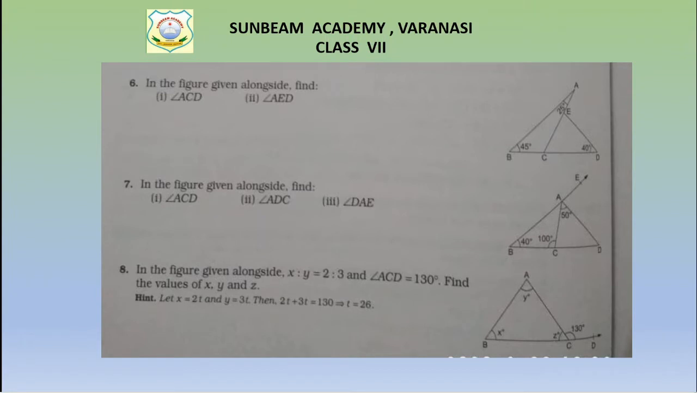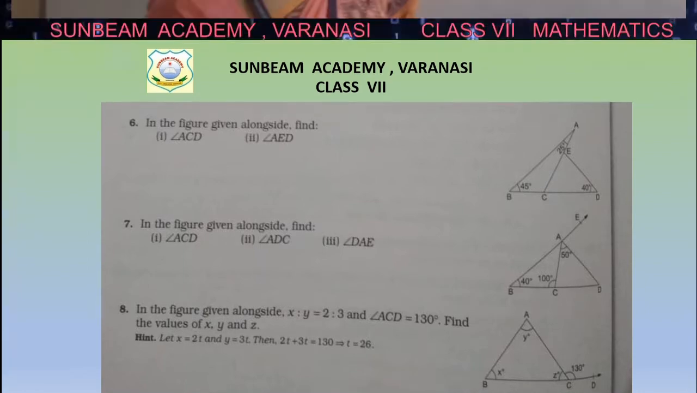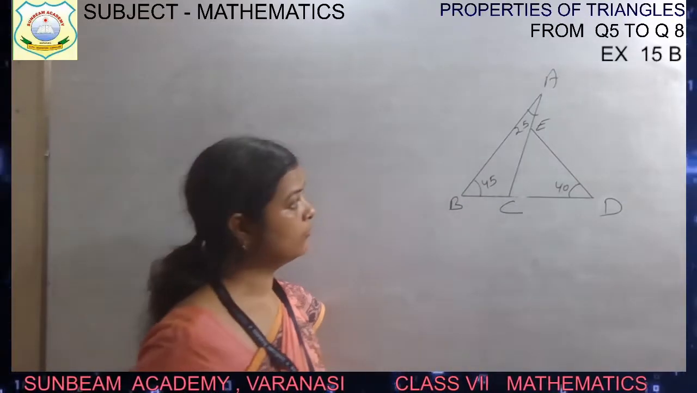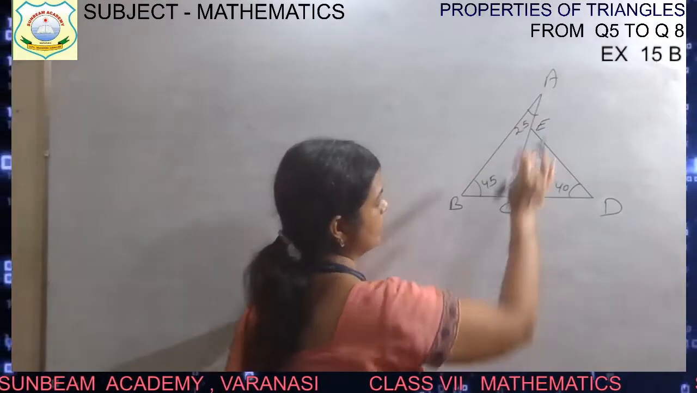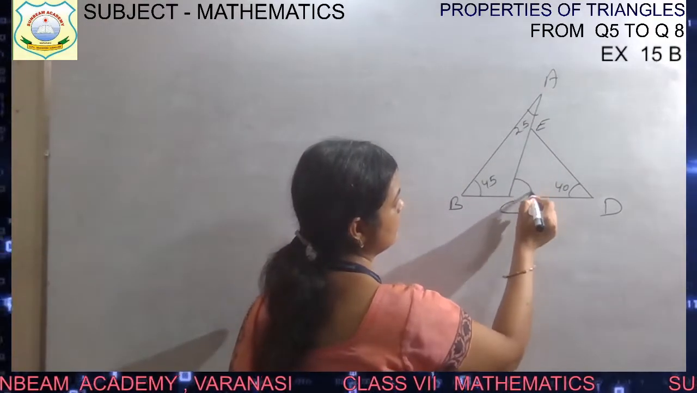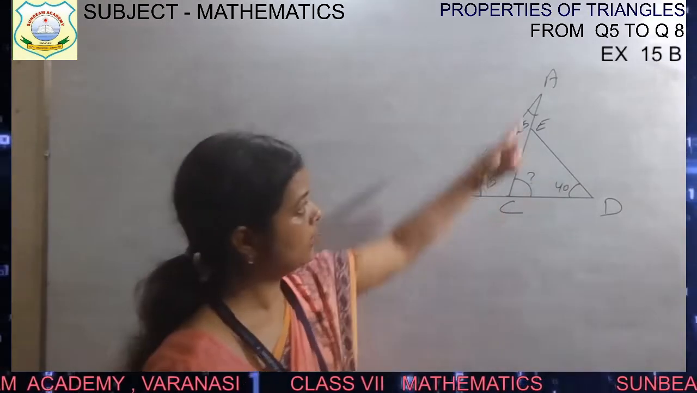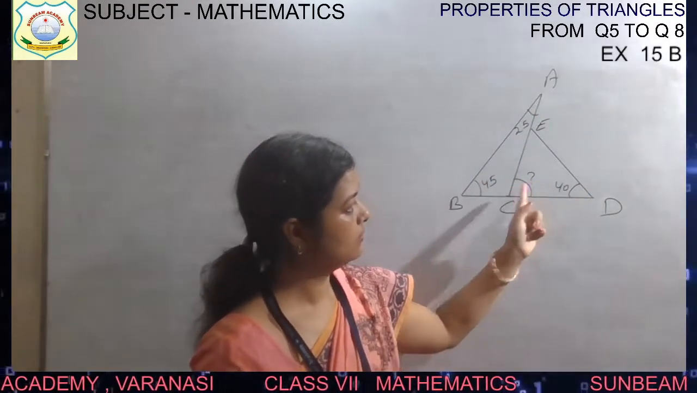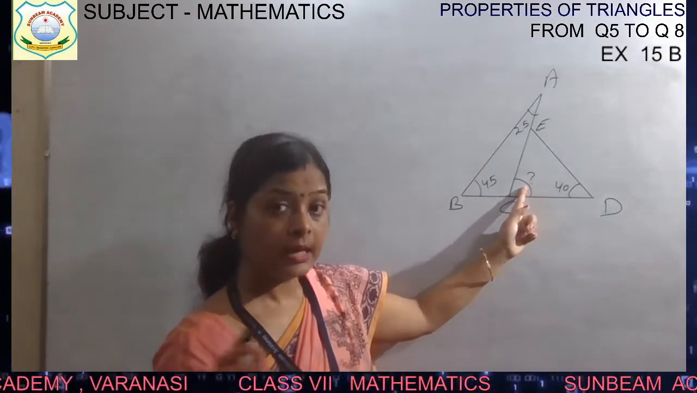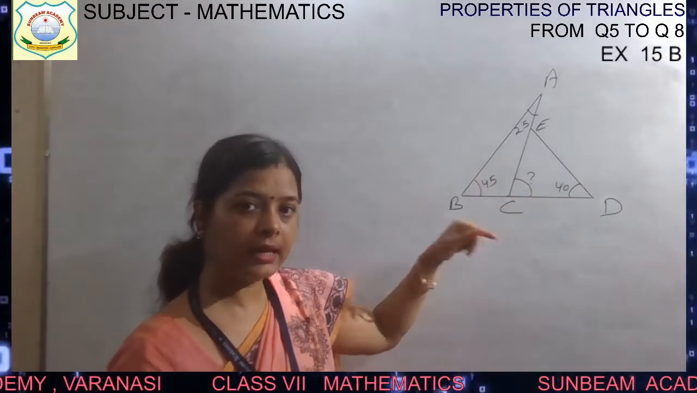Children, I think you are drawing the rough diagram, question number 6 diagram. In the given figure, we have to find angle ACD and angle AED. So now let's see the diagram. Okay, we have to find angle ACD. Children, this one. This we don't know, this we have to find. This angle ACD we have to find. And the second angle is angle AED.